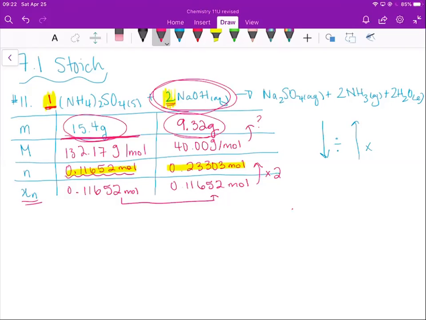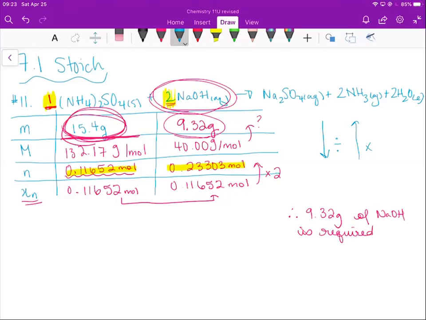Do you notice how there's only 3 significant digits? Because in my original number, again, this one I'm circling, 15.4, there's only 3 significant digits. So therefore, 9.32 grams of sodium hydroxide is required.